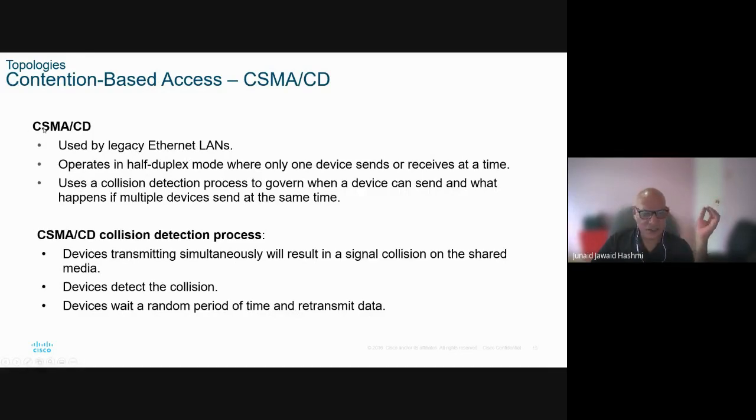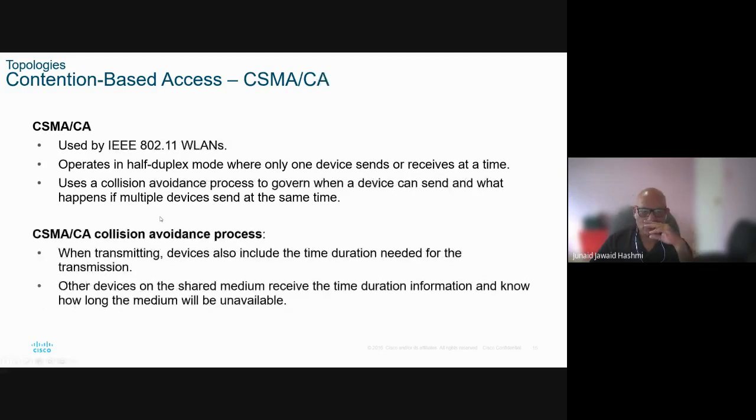So there is CSMA/CD and the MAC collision detection process. The devices detect the collision, and then they wait a random period of time, and then they retransmit data. Okay. CSMA/CA is collision avoidance, meaning it avoids the collision. CSMA/CA only works with half duplex mode, where only one device can send or receive signals at a time, and it uses collision avoidance when it sends and receives signals. So it's basically the same idea as collision detection.